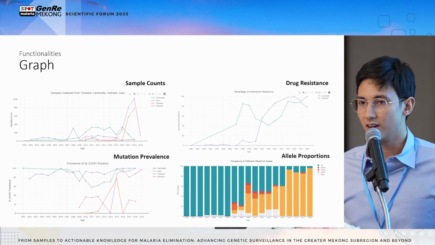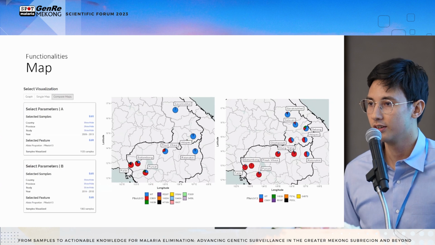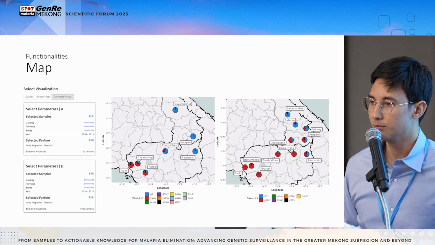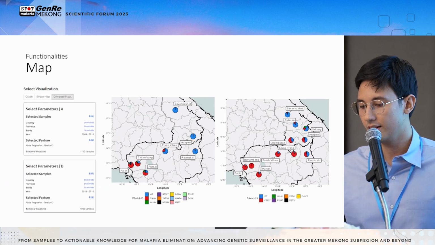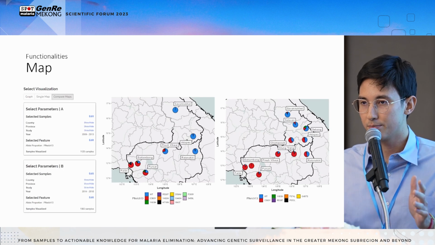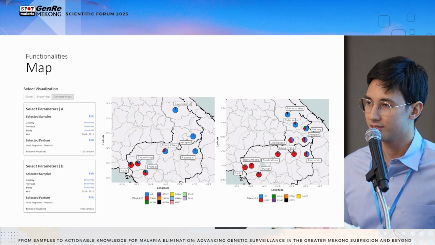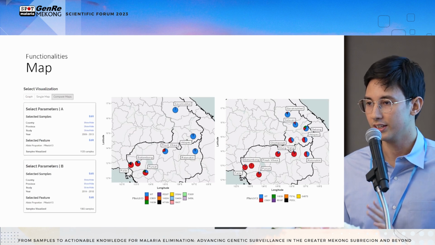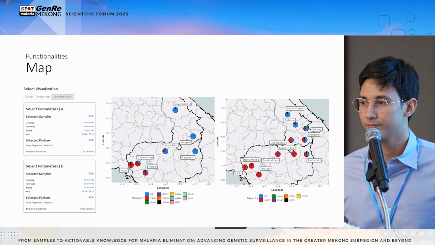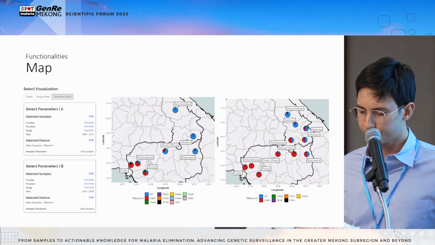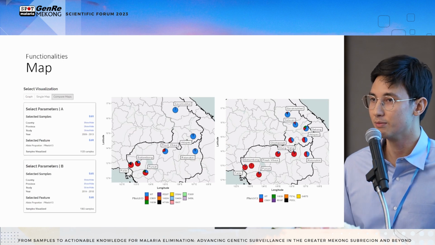Moving on to the mapping functionality, the web application is able to produce maps similar to the GRcMalaria R package, but it also contains a unique feature that allows users to compare maps side by side, and this facilitates hypothesis testing or exploration between different time periods or different studies, or any parameters that the user wishes. Right, so I'd like to give you a small video demonstration in the next slide.